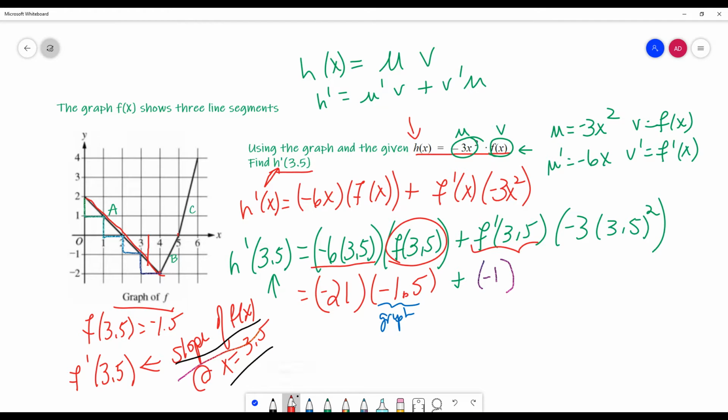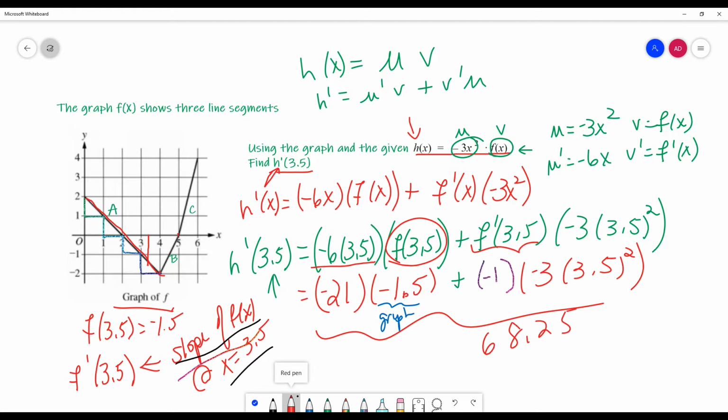Awesome. Now the rest is just operations. When you do all this math, you should get 68.25. I think the kicker is remembering how to find the slope by reading a graph. To find the derivative by reading a graph, you are basically looking at the slope of the graph, and that is what we found here.